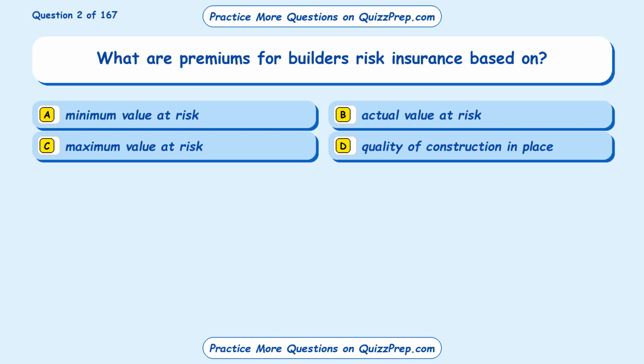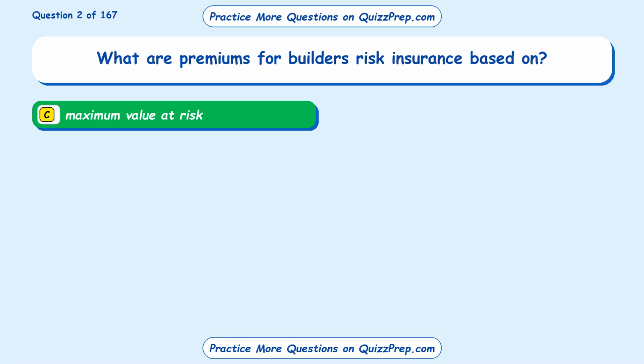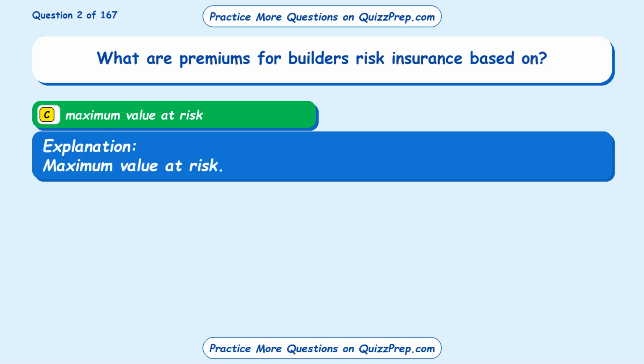Question 2. What are premiums for builders' risk insurance based on? Option A, minimum value at risk. Option B, actual value at risk. Option C, maximum value at risk. Option D, quality of construction and place. The correct answer is option C, maximum value at risk.